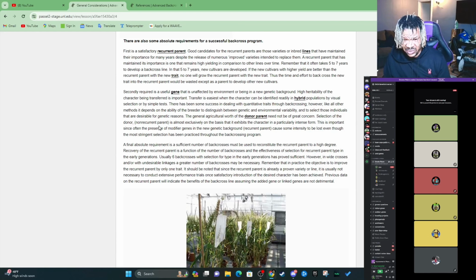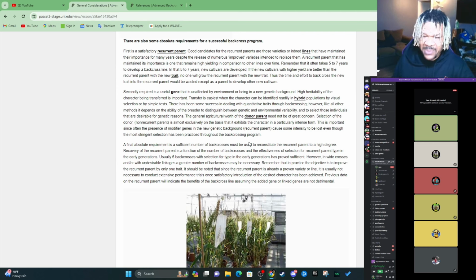Selection of the donor or the non-recurrent parent is almost exclusively on the basis that it exhibits the character in a particularly intense form. This is important since often the presence of modifier genes in the genetic background of the recurrent parent cause some intensity to be lost, even though the most stringent selection has been practiced throughout the backcrossing program.